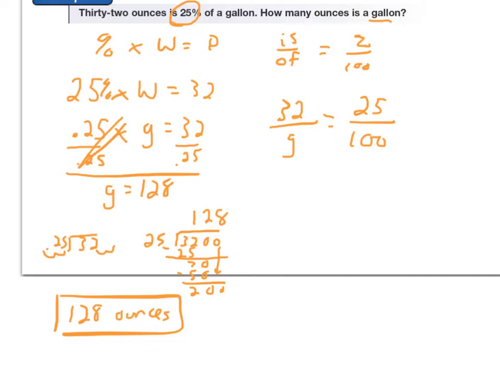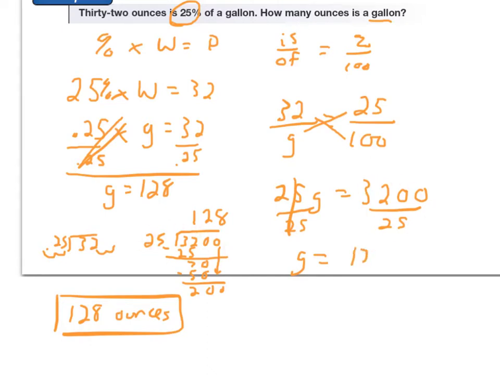Okay? Well then, we could use cross products to solve this. So I'm going to get 25 times G equals 32 times 100 is 3200. And then I would divide each side by 25. And look here, 3200 divided by 25. I did that right here. So that's 128. And I get the same answer either way.